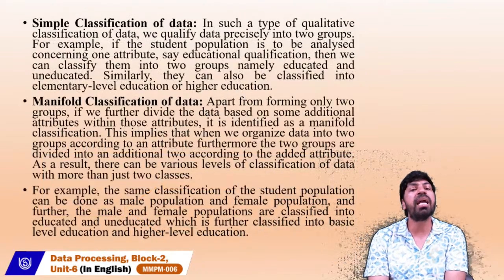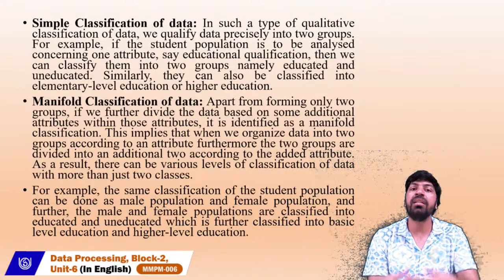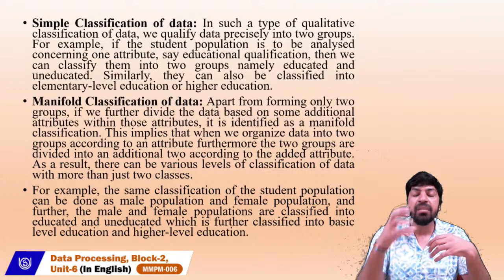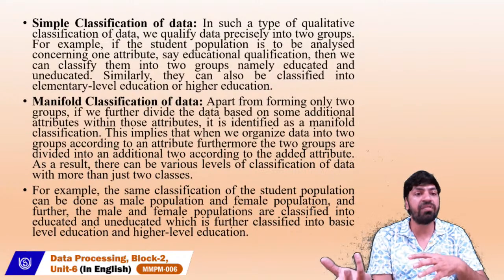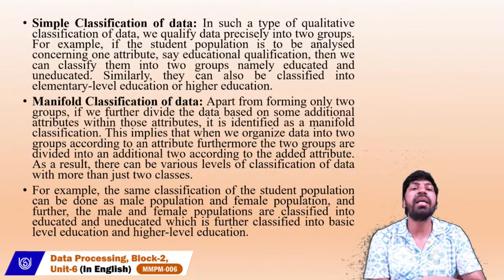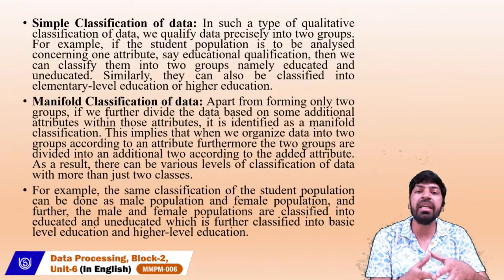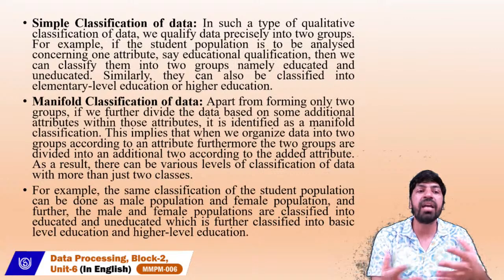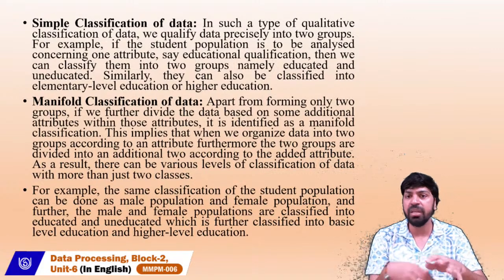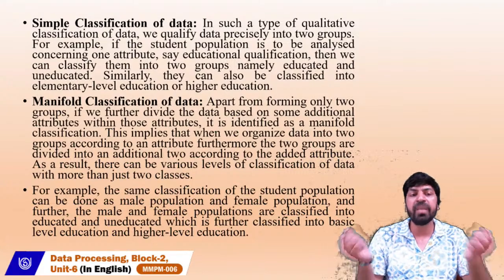So this is a simple classification of data where, for example, if a student population has to be analyzed based on their educational qualification, we just classify them into educated or uneducated. Then accordingly, we can also further classify it into elementary level of education or higher education. That could be done accordingly.